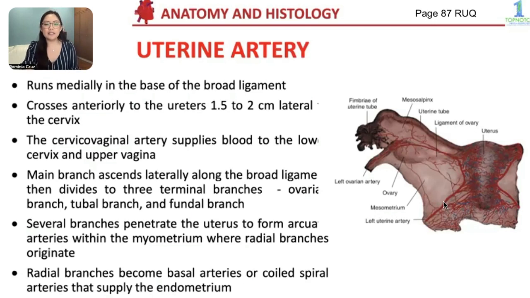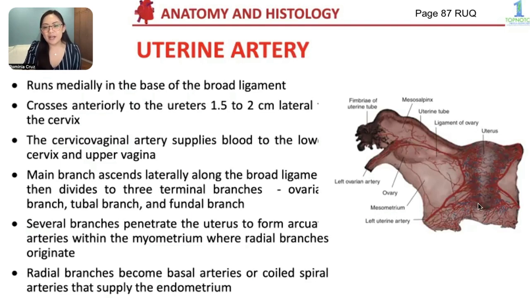And at approximately 1.5 to 2 centimeters lateral to your cervix, this is the area where the uterine artery would cross over the ureters, or what we usually call your water under the bridge. The water being the ureter and the bridge being the uterine arteries. So at this point, the ureter may be injured or ligated, especially during hysterectomy, when the uterine vessels are clamped or ligated.